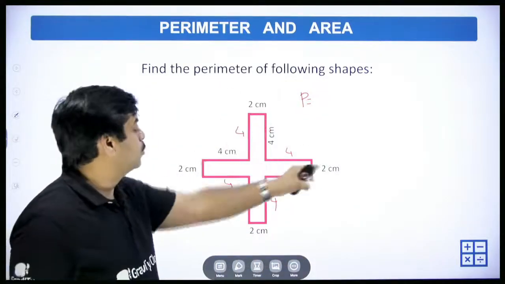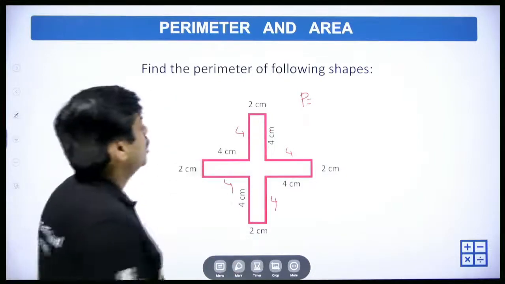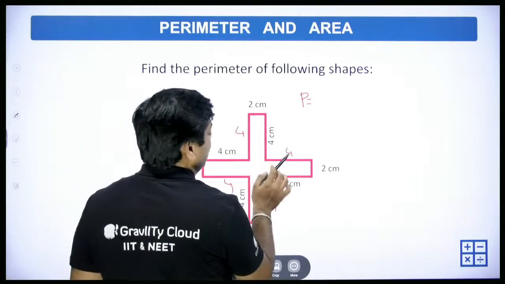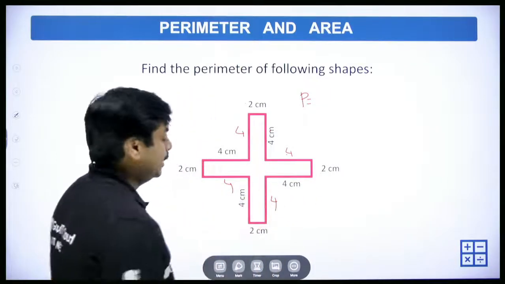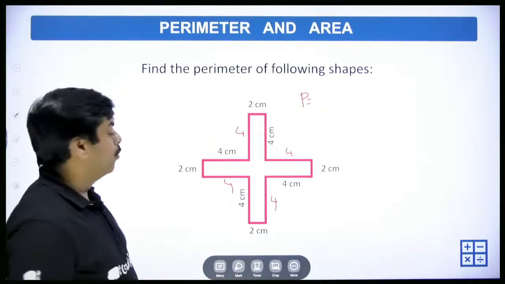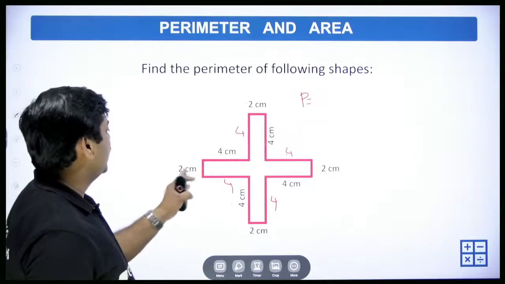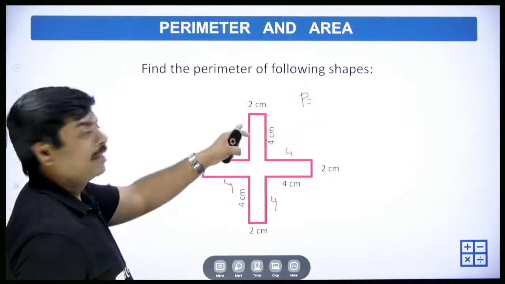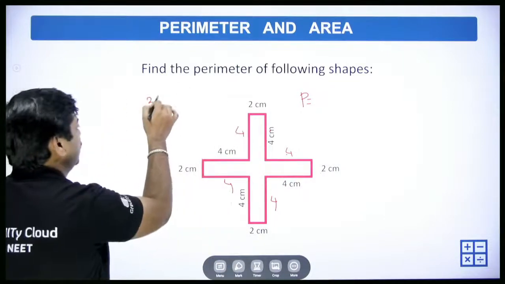2 plus 4 plus 2 plus 4 plus 2 plus 4 plus 2 plus 4. How much is that? 2 plus 4 is 6. 6 plus 4 is 10. 10 plus 2 is 12. 12 plus 4 is 16. 16 plus 4 is 20. 20 plus 2, 22. 22 plus 4, 26, right? 26 and 27, 28, 29, 30, 31, 32, 33, 34, 35, 36. Okay, so if you're starting from here, we'll get 36 centimeters.